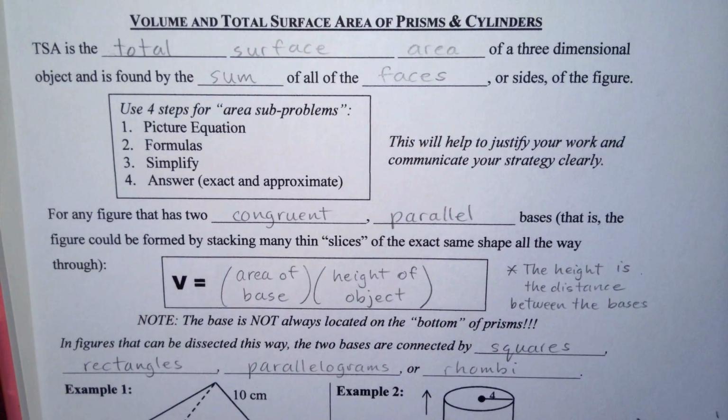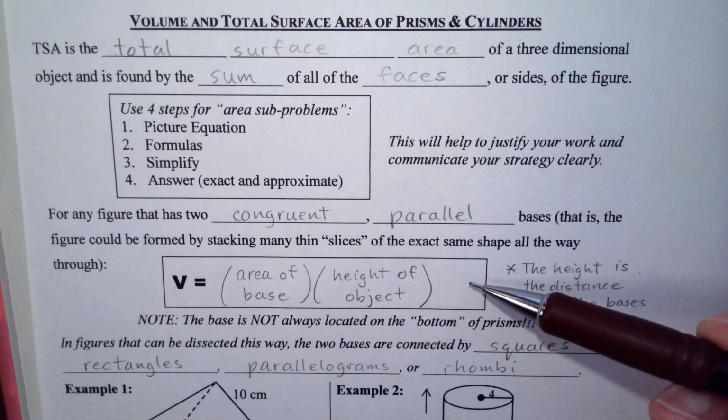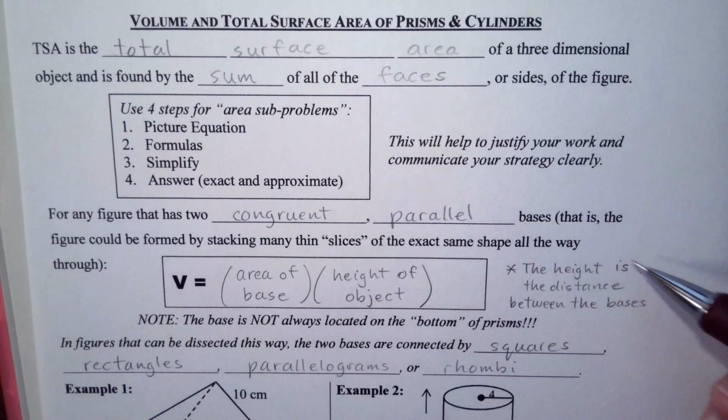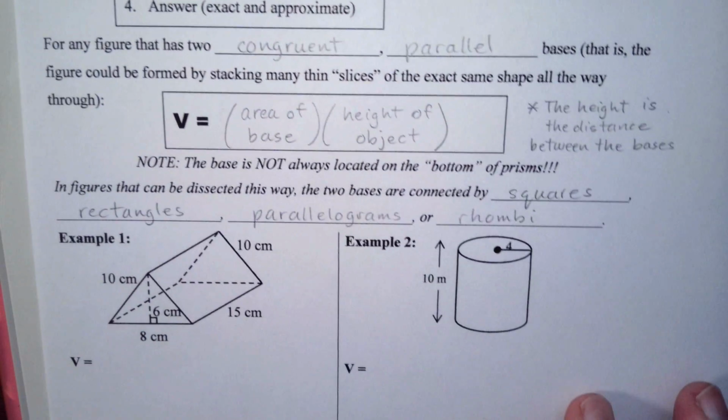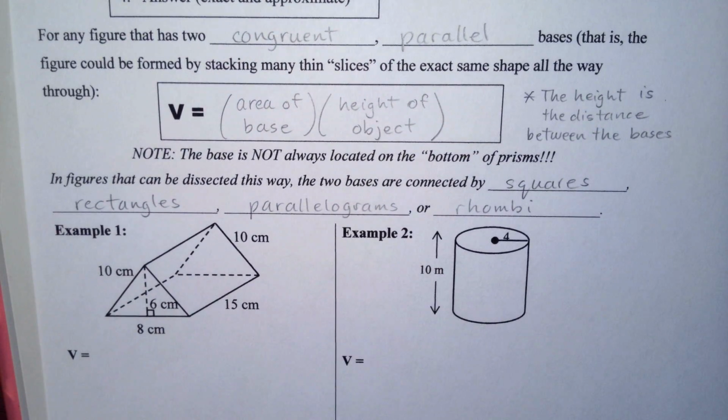For any figure that has 2 congruent parallel bases, that is, the figure could be formed by stacking many thin slices of the exact same shape all the way through, the general formula for volume is area of the base times the height of the object. And you recognize the height by it's the distance between the bases. In figures that can be dissected this way, the 2 bases are connected by squares, rectangles, parallelograms, or rhombi.